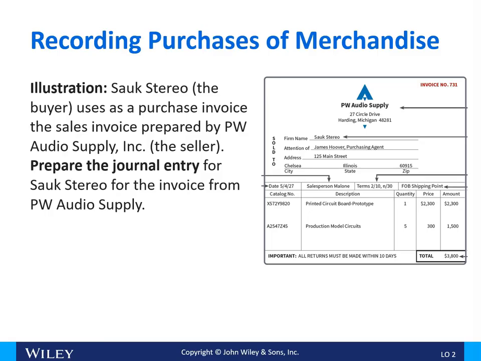So Sauk Stereo, the buyer, uses as a purchase invoice the sales invoice prepared by PW Audio Supply, the seller. Okay, so it's the same one invoice, and they use it. The seller's going to use it for the sales invoice. The buyer is going to use it as their purchase invoice. So what would be the journal entry for Sauk Stereo, again the buyer, for the invoice from PW Audio Supply?